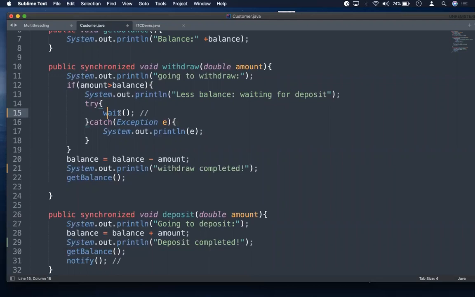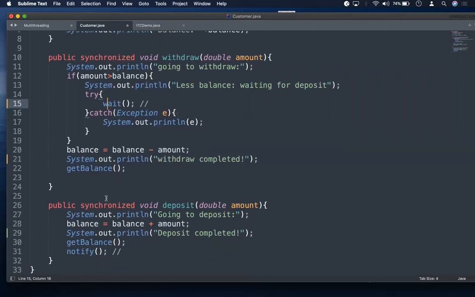The other thread is actually waiting for this deposit method to carry out. Right. So whenever it says wait, the lock is available for the other thread, it comes over here and takes some amount. It says going to deposit and adds the deposit, and it says deposit completed, and we can check the balance, and finally this is notified. This is the ITC thing. Okay, this is what ITC means, the inter-thread communication.